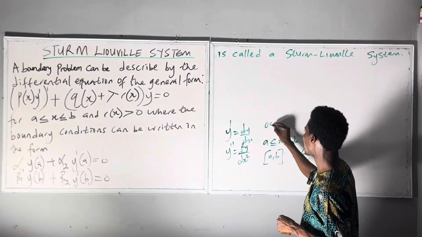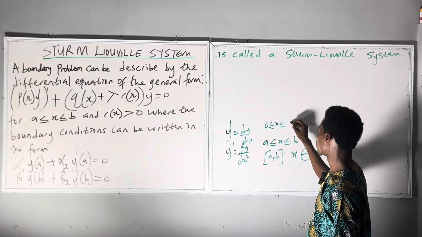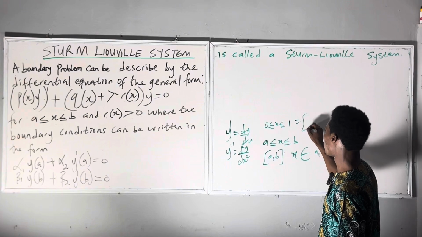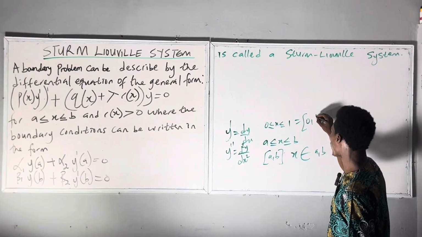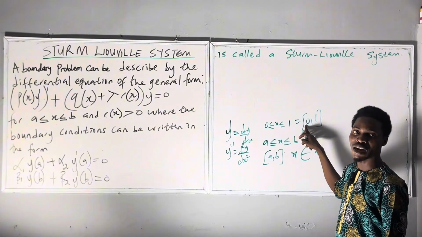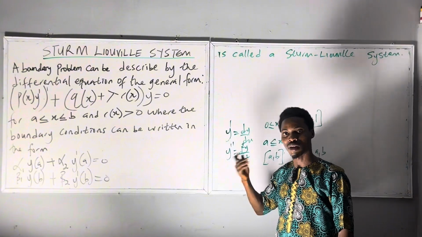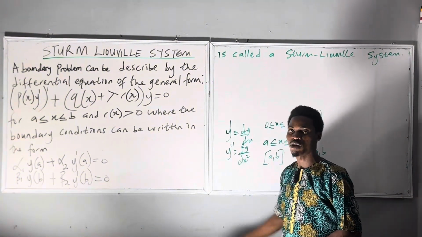If I have 0 less than or equal to s less than or equal to 1, you can see from here my continuous interval for this is [0, 1]. After 0, what is next to 0 is 1, and after 1 is 2. You can see those numbers move smoothly.